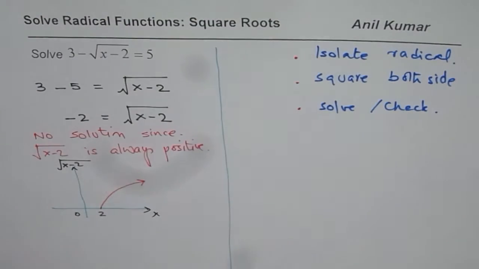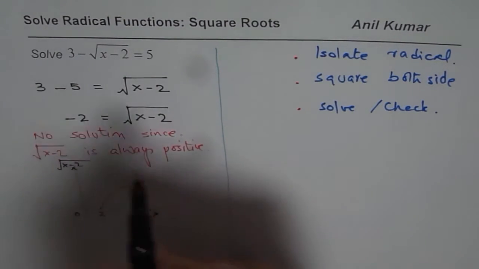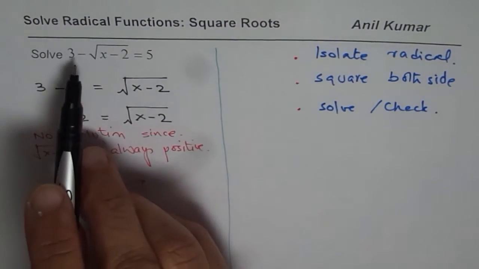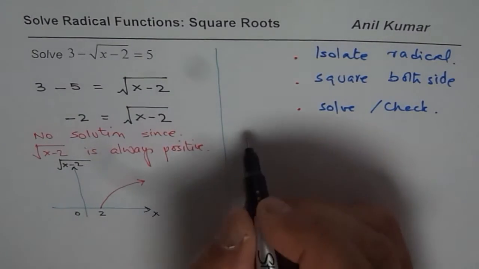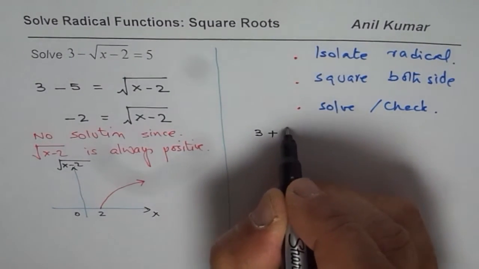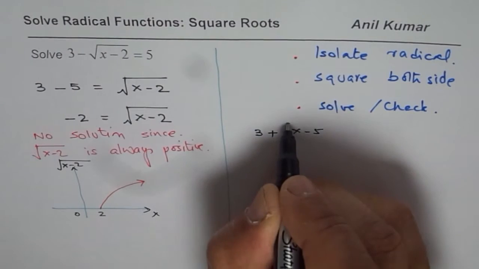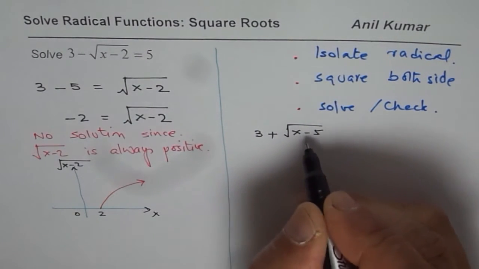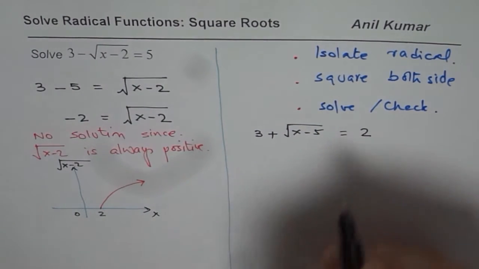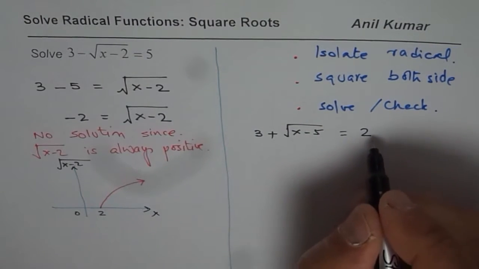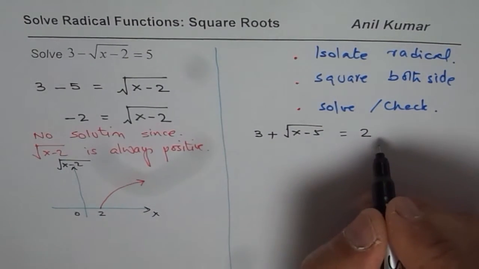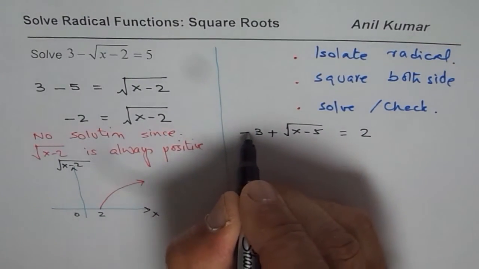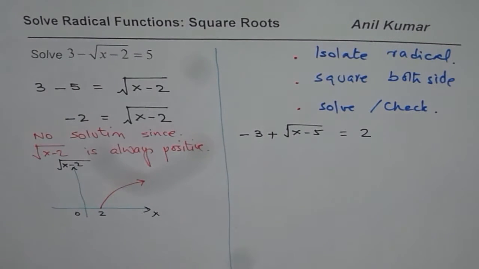Do you see that? Now let me change this question and then solve another question. So I'll change this to plus this time. So I have 3 plus square root of x minus 5 equals, let us say, 2. Okay, 2 will not work because again I'll get a negative answer. So let me write minus 3. Okay, so we just changed the question.